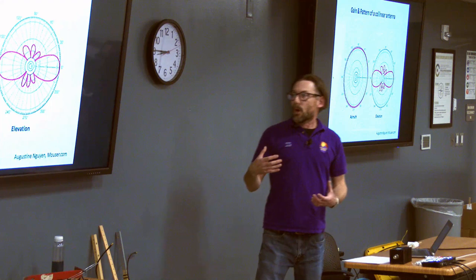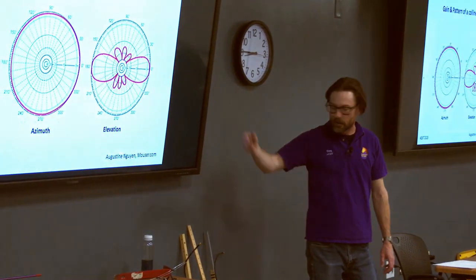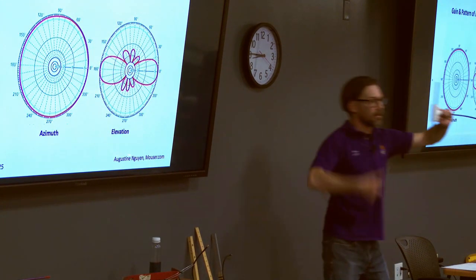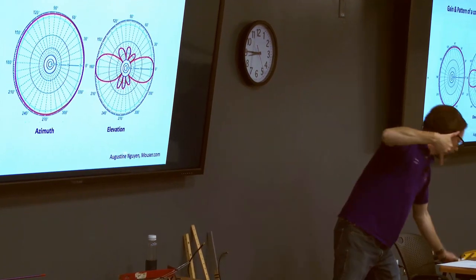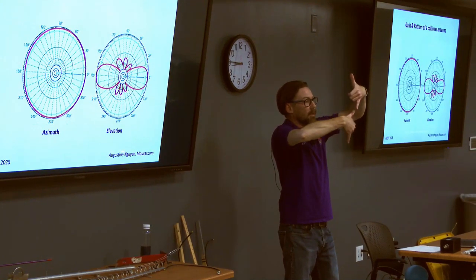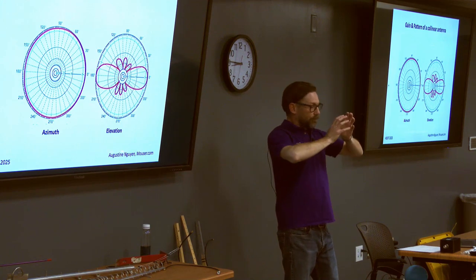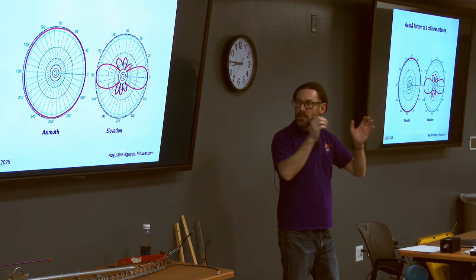We can get even more. This is a plot of a collinear antenna, and the collinear is basically you take 2 dipoles, right? This is one dipole. Instead of just having the one, you take multiple dipoles and you stack them on top of each other. And you feed them in such a way that they're all radiating the same thing at the same time.